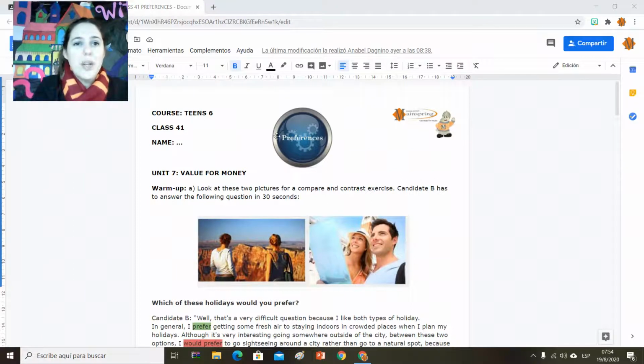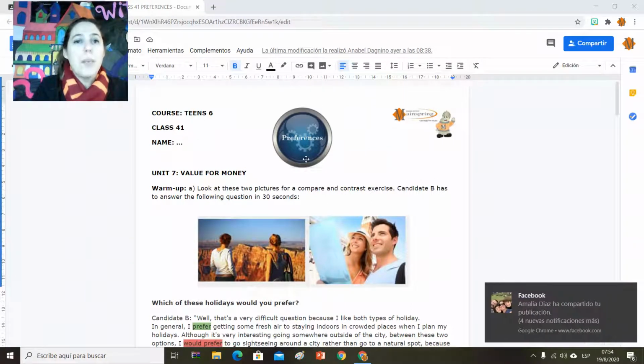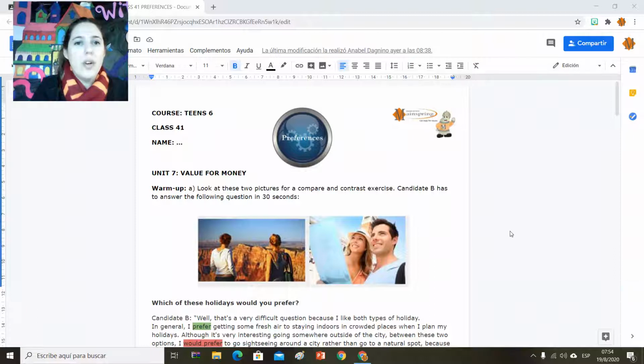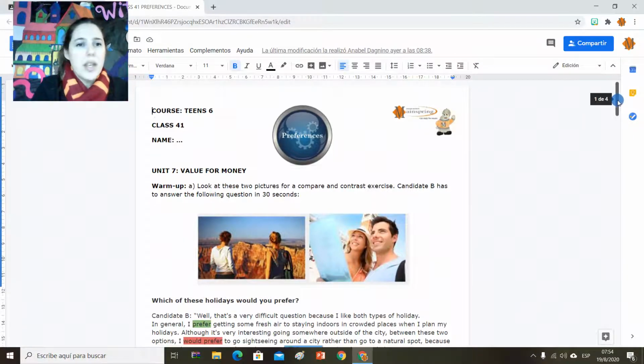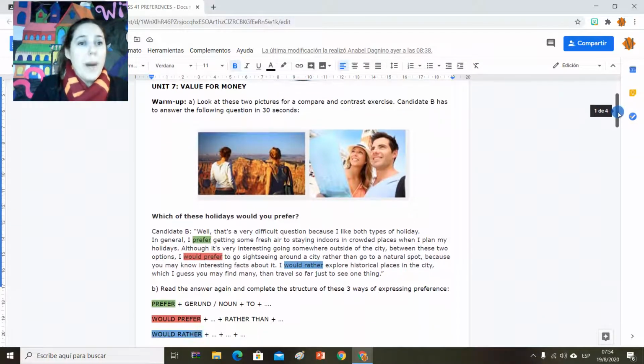And we are going to learn how to express preferences. Vamos a aprender cómo expresar preferencias. So, warm up. Look at these two pictures for a compare and contrast exercise. Candidate B has to answer the following question in 30 seconds.